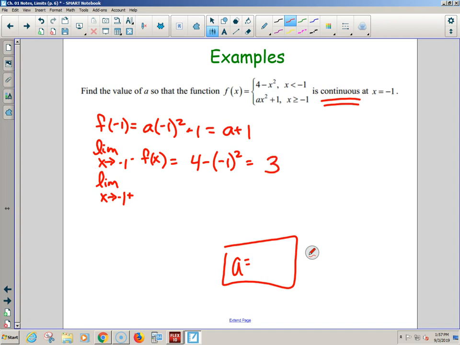Yep, that's 3. Okay, and then this one, if I come from above, where am I? Wait, we just did that, didn't we? Yeah, we got a plus 1. What needs to happen for this to work? It's got to equal 3, so a plus 1 is 3. Don't I need the two one-sided limits to agree? Oh, that makes sense. So A is 2. That's it. If my one-sided limits agree.